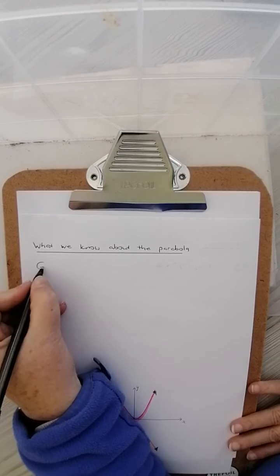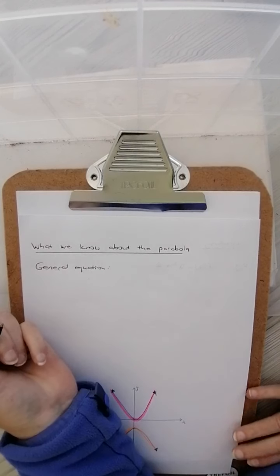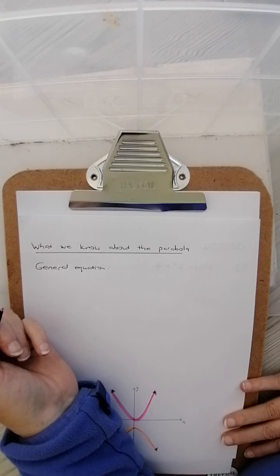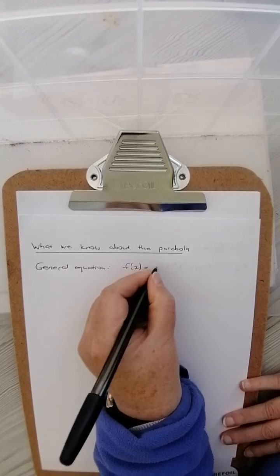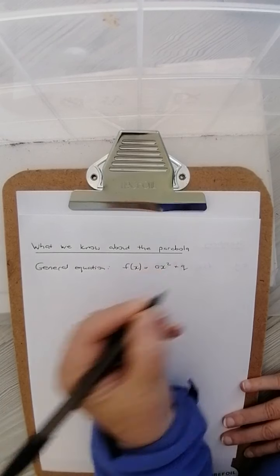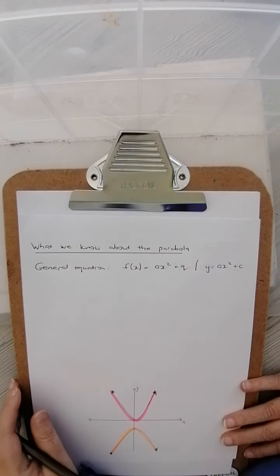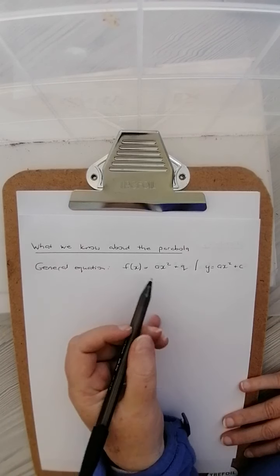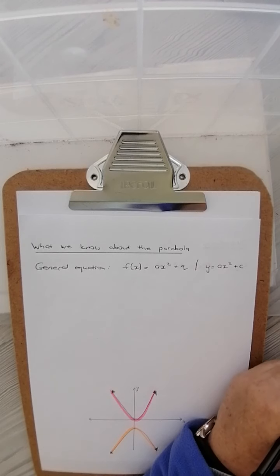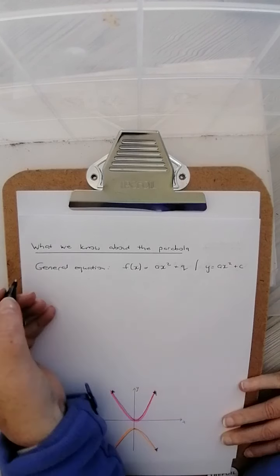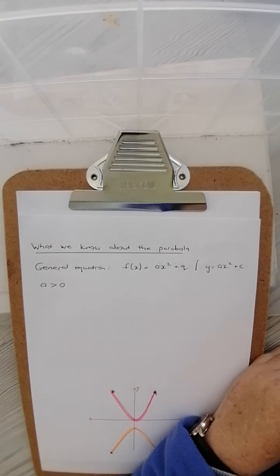So the general equation, like you had with the straight line graph, which is y equals mx plus c, you have a general equation for the parabola, which is f(x) equals ax squared plus q, or y equals ax squared plus c. Obviously we change the a and the q, they get values, and we can also use the x for specific things.